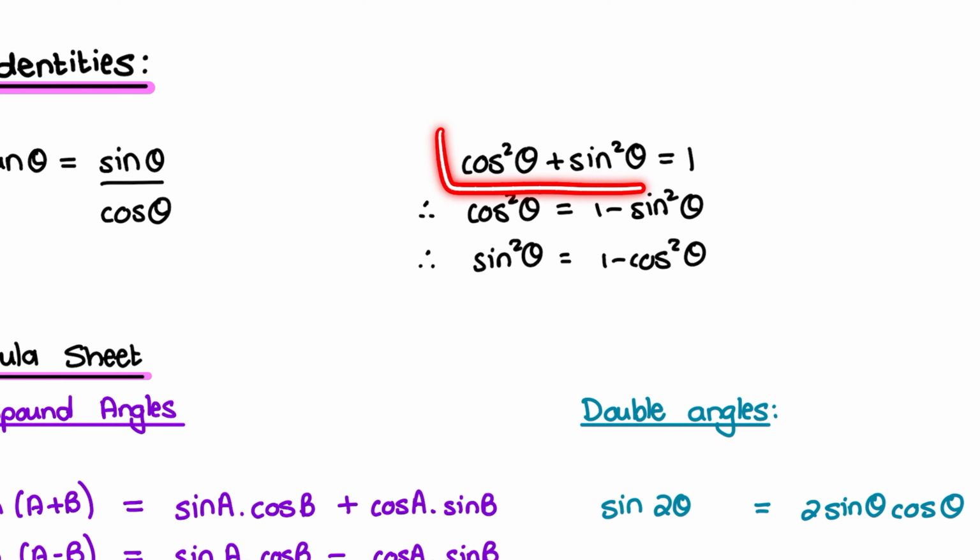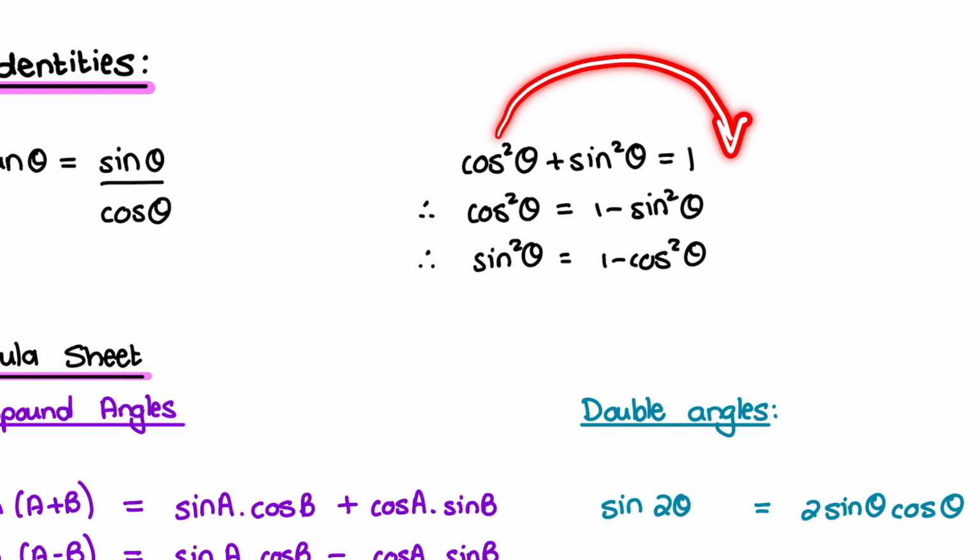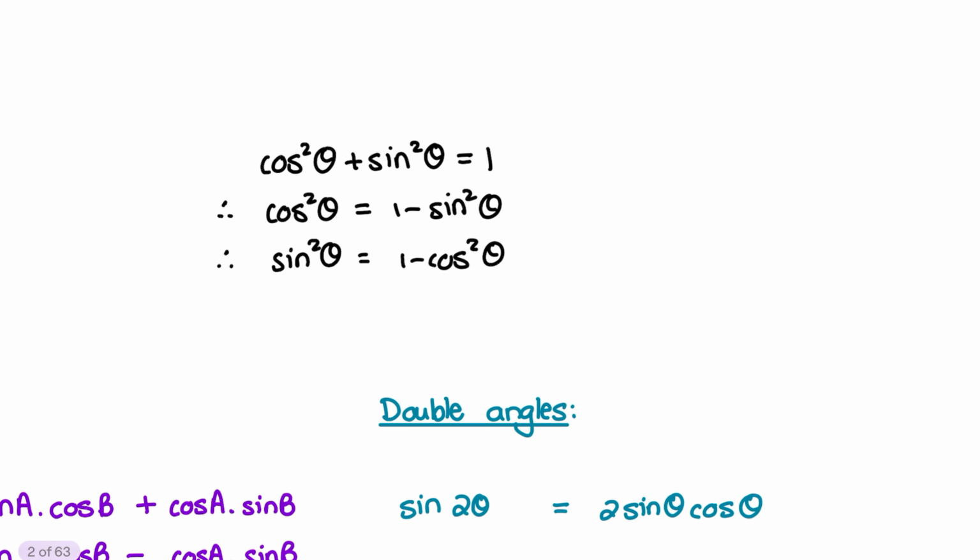So I simply take sine squared in the original and I move it to the right-hand side, and that becomes negative sine squared. And the same happens with sine square theta. I can rewrite that as 1 minus cos square theta. So what I do in the original cos squared plus sine squared, I move cosine to the right-hand side, and that becomes negative cosine.